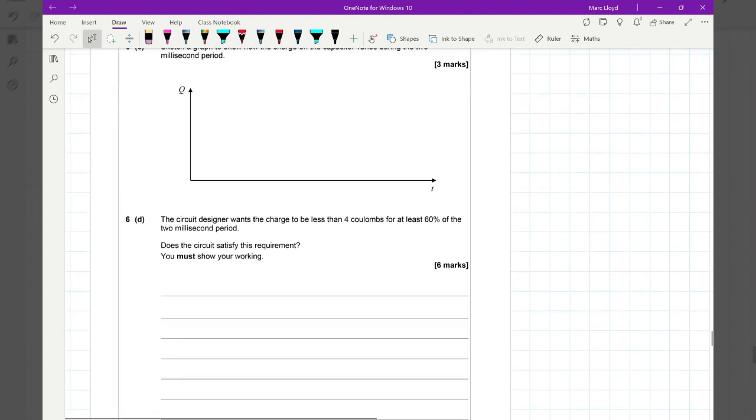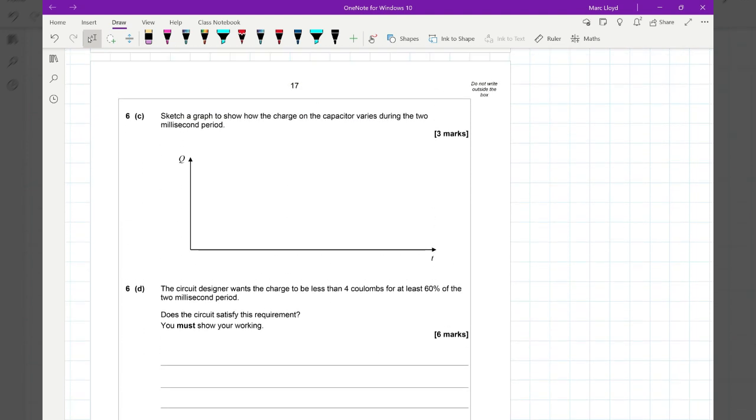Right, part C. Sketch a graph to show how the charge on the capacitor varies during the 2 millisecond period. What you can do is substitute in some values like 0.5 or 0.2, and then you'll work out that this has a bit of a shape to it, and the other one will come down like that. With t equals 1, we've got to show all of our values. We've got 1 to 5.7, which is that maximum point. And then where t equals 2, we've got to figure out what this bit is.